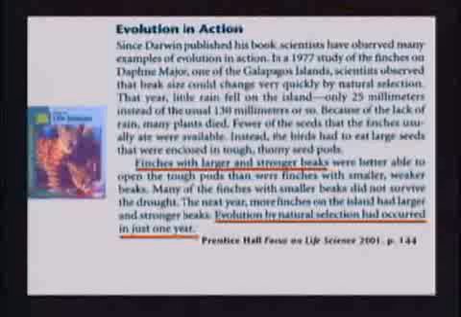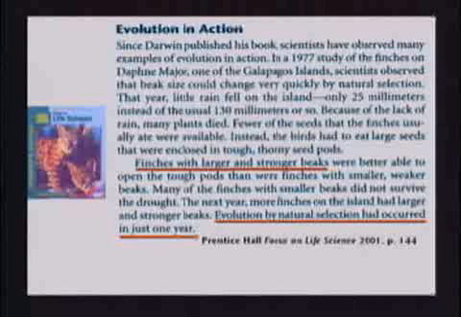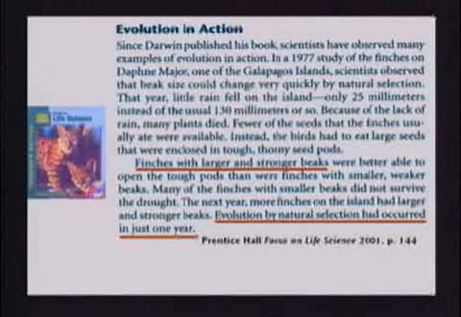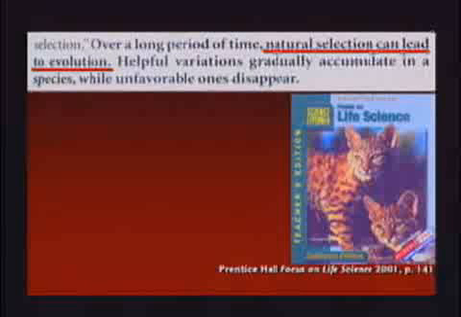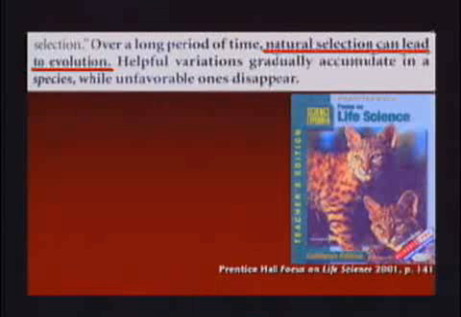This textbook says, finches with larger and stronger beaks were better able to open the tough pods, and so they survived. Evolution by natural selection had occurred in just 1 year. That is pure propaganda. It's still a bird, and it reverted right back to the same national average after the famine or the dry spell went by.